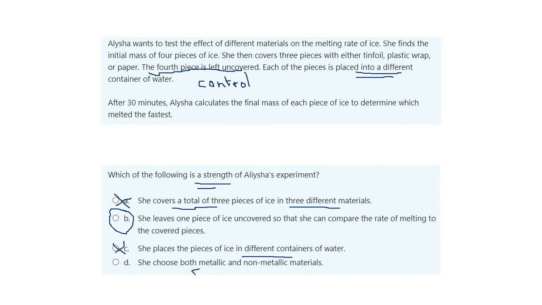And she chooses both metallic and non-metallic materials. This is true. She has tin foil, metallic, plastic, non-metallic, but this is not a strength and it's not a weakness. This is just a description. She does do this. This describes what she does, but this is not a positive or a negative. So we take that away as well. A and C are both weaknesses of the experimental design. D is not a strength or a weakness. B is the answer we're looking for.